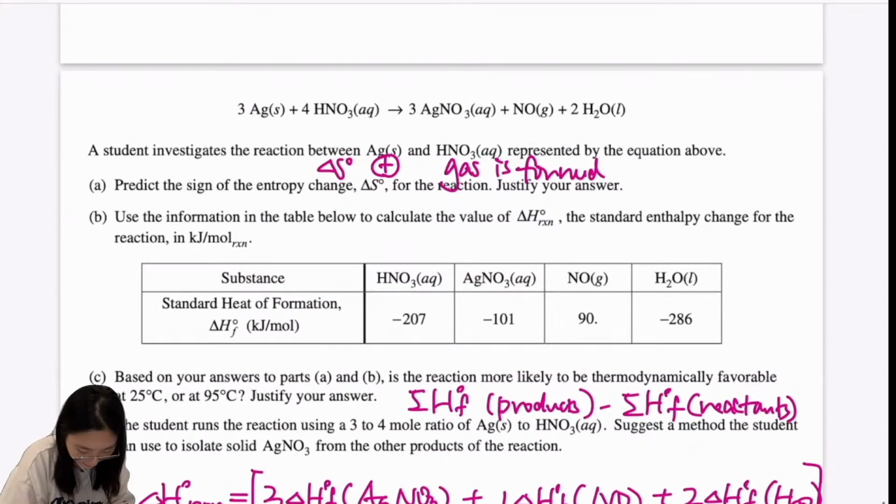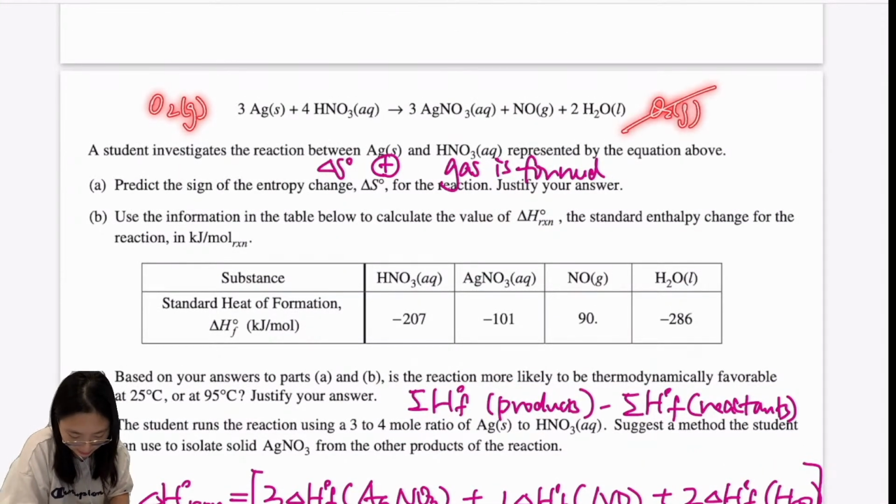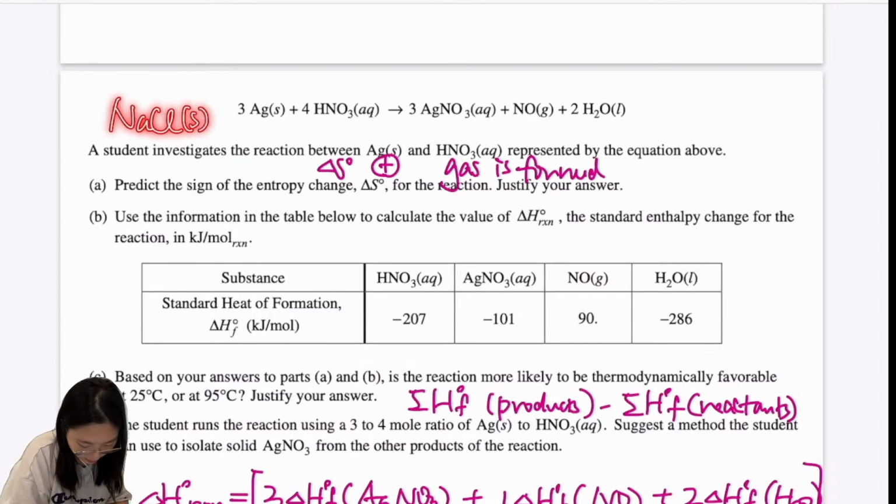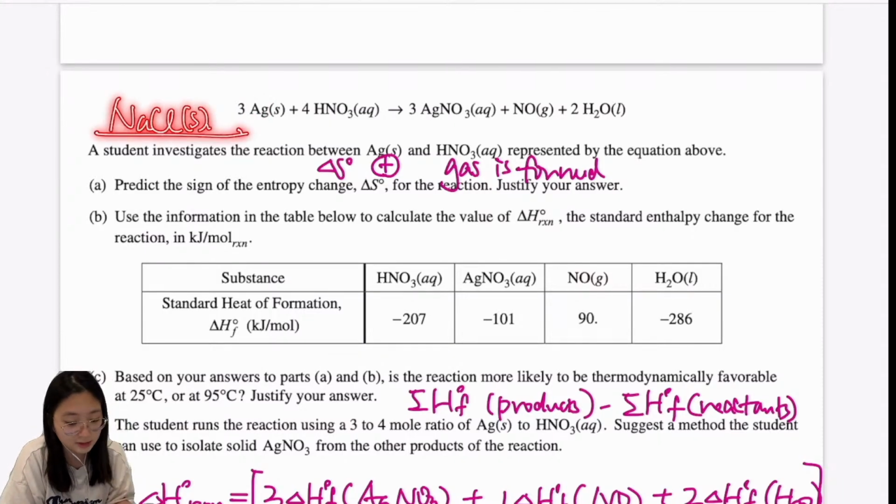So if you ever have oxygen on the reactant side or the product side, you don't have to consider its enthalpy change of formation. That's going to be 0. Or if it's helium, again, you don't have to consider its enthalpy change of formation. It's not because it's solid, it's because it's an element. Sodium chloride is a solid, but it is a compound, so its enthalpy change of formation is obviously not 0.